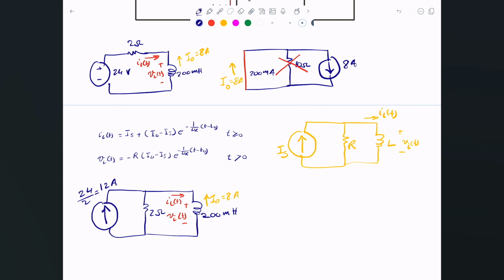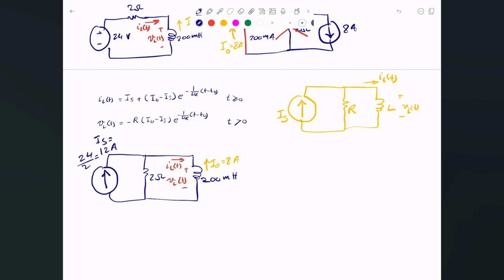That's basically the current source that we have, and that's my I of S, which is 12 milliamps. All right, so now all we have to do is substitute. So what we need is I L of t equals I of S, which happened to be 12, plus I0, which happened to be 8.